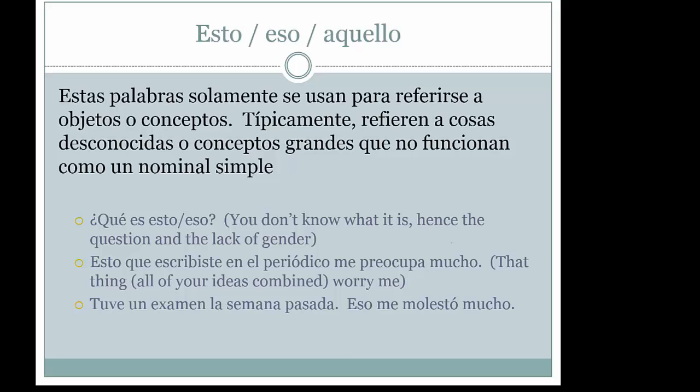I also, though, can talk about a general idea. So, esto que escribiste, that thing, the article, the idea, que escribiste en el periódico me preocupa mucho. So I'm not talking about something very specific. I'm talking about a general idea. Tuve un examen la semana pasada. Eso me molestó mucho. That bothered me. The whole idea, that test, bothered me. So I can refer to these, and oftentimes we're going to do this to encapsulate a small idea altogether.